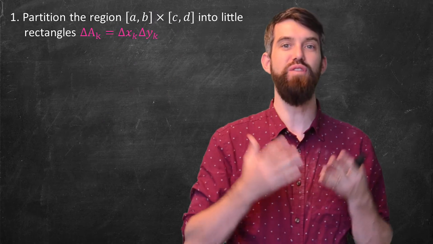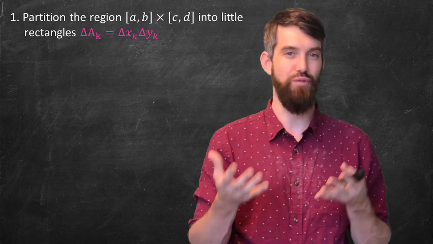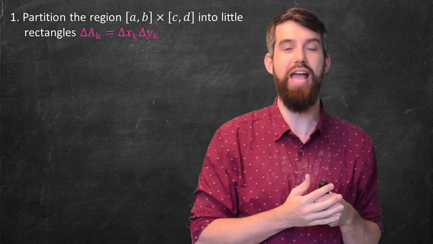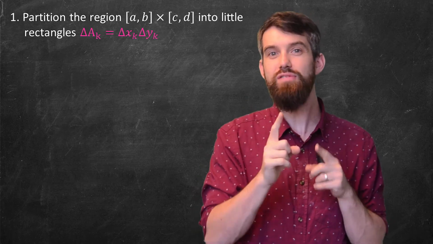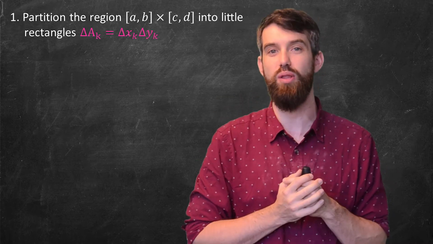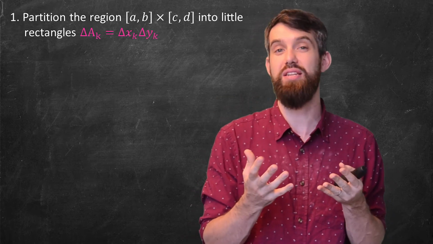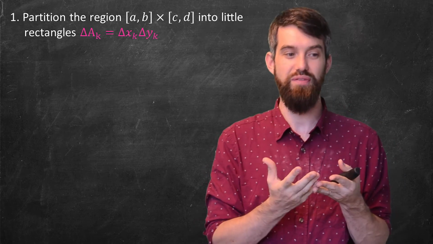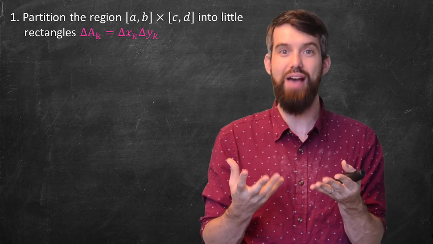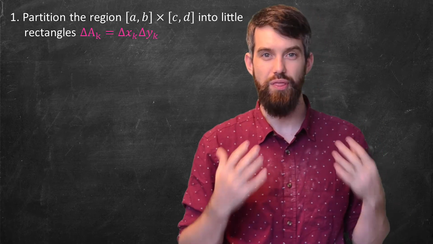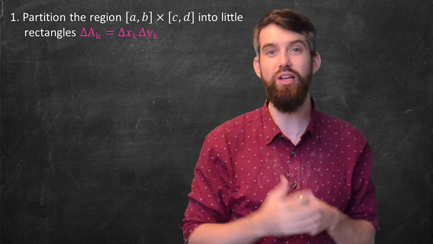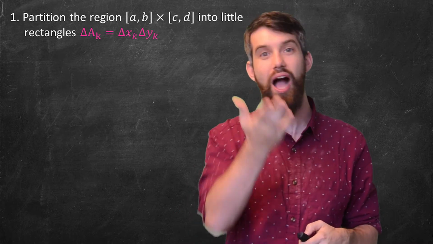Now, let's see how we do this more properly. If you give me a region, and by the way, for this video the region has to be a rectangular region, just a change in x and a change in y, then the first thing I'm going to do is partition it into a bunch of small little rectangles. The area of each of those rectangles is given by the product of the change in xk times the change in yk. Then, in each rectangle of this region, I'm going to choose some particular point.